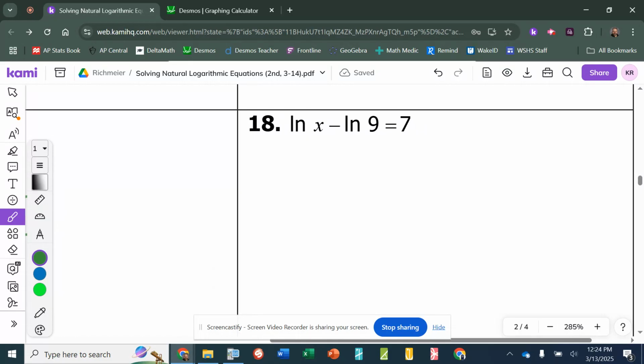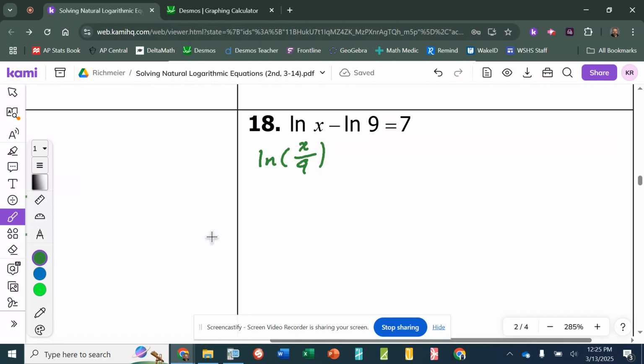Because it says if two logarithms with the same base are being subtracted, then all you have to do is divide the arguments. The first logarithm, the argument goes in the numerator. Second logarithm, the argument goes in the denominator. So let's go ahead and do that. We are going to go ahead and condense these logarithms so they're both natural logs. So I'm going to just go ahead and start here. We'll say natural log of x divided by 9.